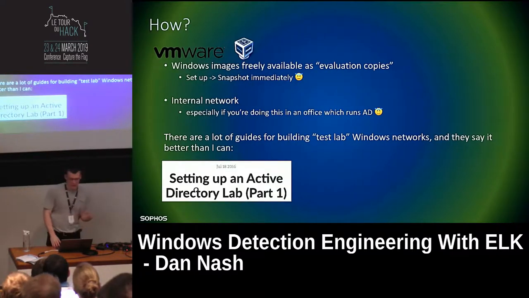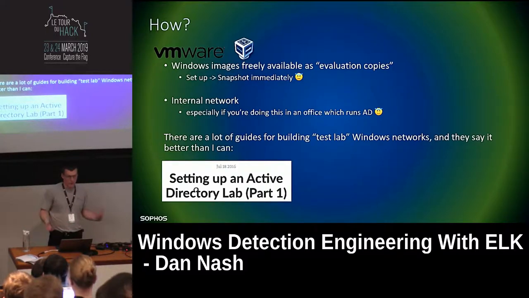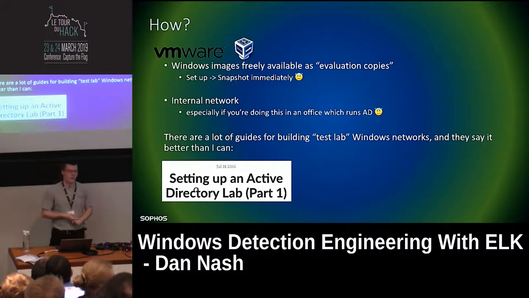Well, setting up locally on your own box is preferable, because I don't know how many of you are students, but certainly as a student, I wouldn't be able to afford AWS or anything like that. So Windows images are freely available as evaluation copies. I'm pretty sure this includes all the new server ones as well. It does go back quite a while, so you can get a copy of Windows 7, or even Vista to test the weak encryption thing I was talking about.